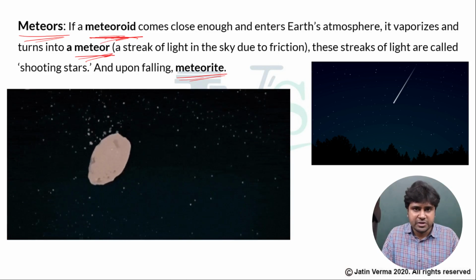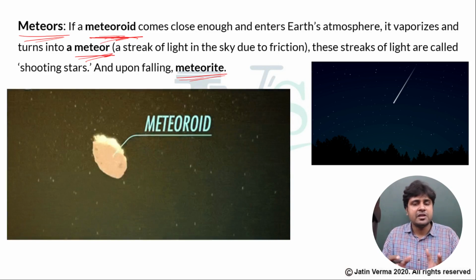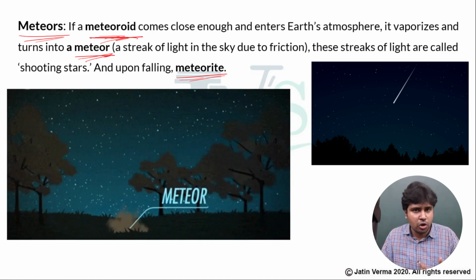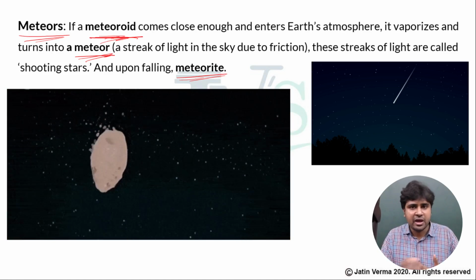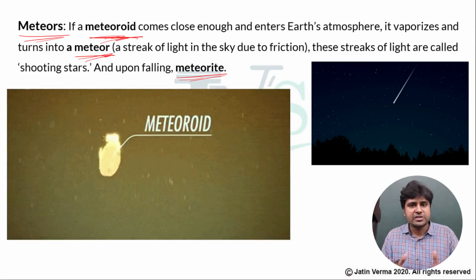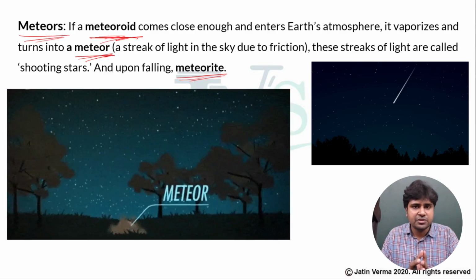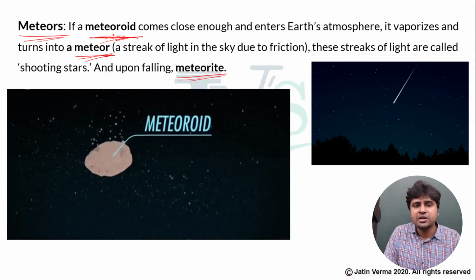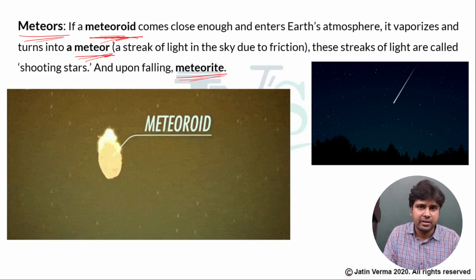Sometimes two asteroids will smash into each other. There are millions of asteroids in space between Mars and Jupiter. They're all revolving around the sun with very high velocity, so there is a very good chance of collision. Sometimes two asteroids will collide with each other and break up into small pieces. Those small pieces are called meteoroids. Clear?